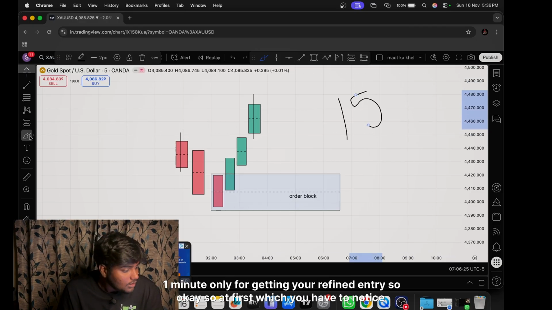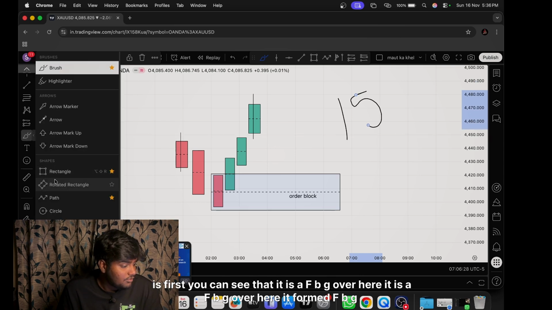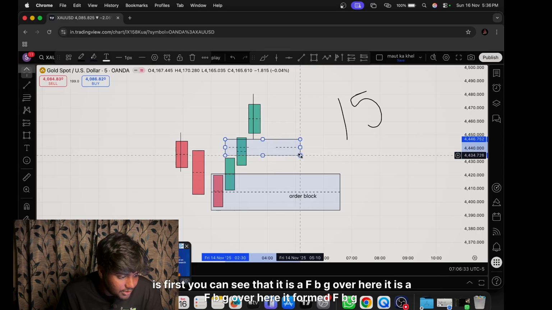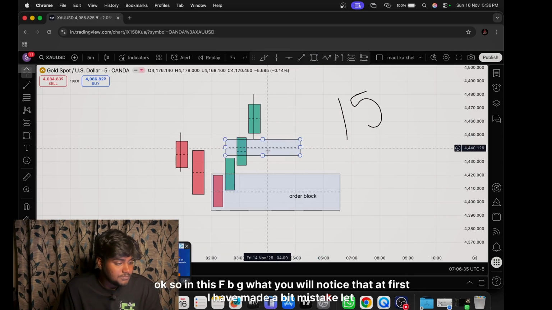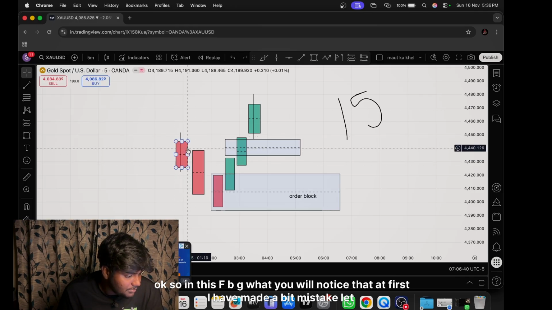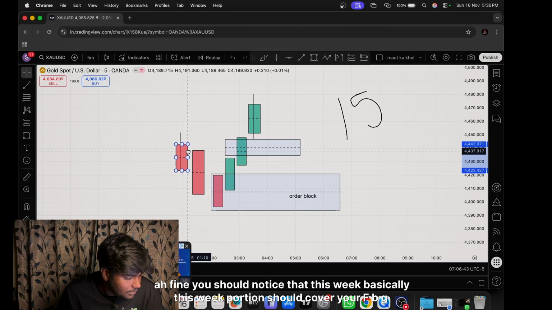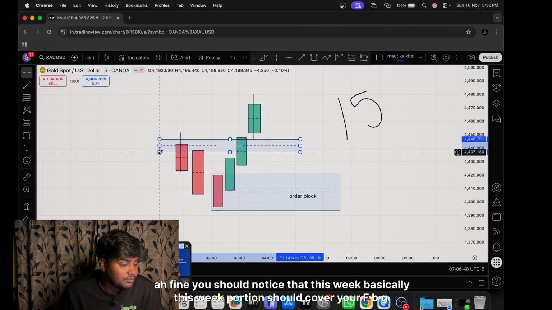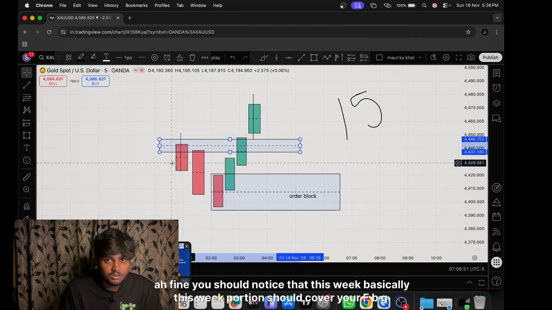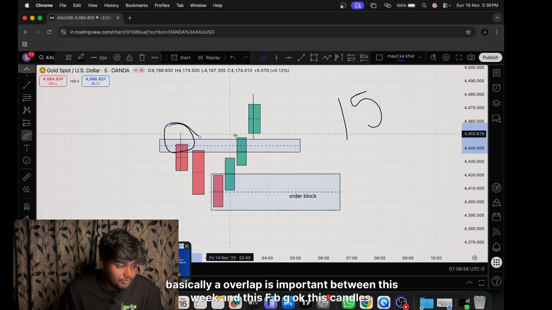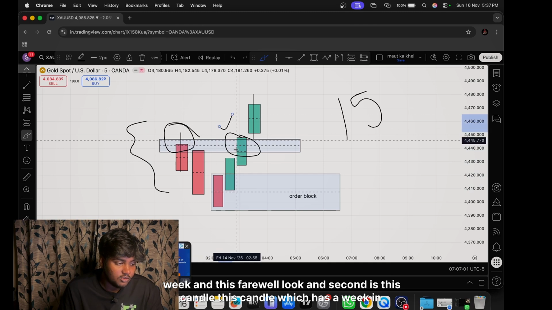At first, you can see there is an FVG over here. It formed an FVG. In this FVG, you should notice that this wick portion should cover your FVG. Basically, an overlap between this wick and this FVG is important. This candle's wick and this fair value gap.